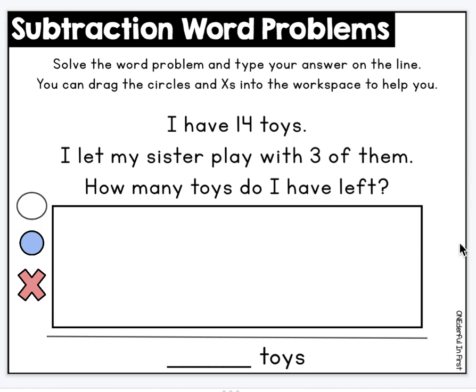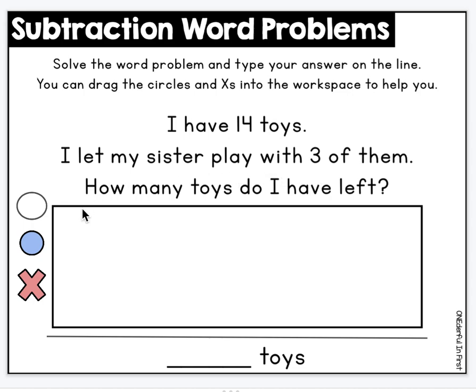Okay, remember, part of our understanding is that we need to know if we are adding or if we are subtracting. I see the word left, which usually means that we are going to be subtracting. I have 14 toys. I let my sister play with 3 of them. Let's say she took them out of my room and took them into her room, so they are gone. That means that we are going to be subtracting.